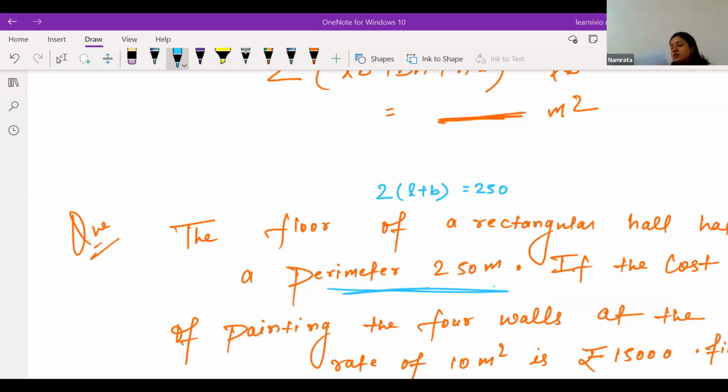Yes. So this rectangle has the perimeter 250. The perimeter formula for the rectangle is 2 times (length plus breadth). Or if you understand the meaning of perimeter, perimeter means the sum of all the sides: this side, this side, this side, and this side. So from there only this formula came out, 2 (length plus breadth), because we are adding length 2 times and breadth 2 times.